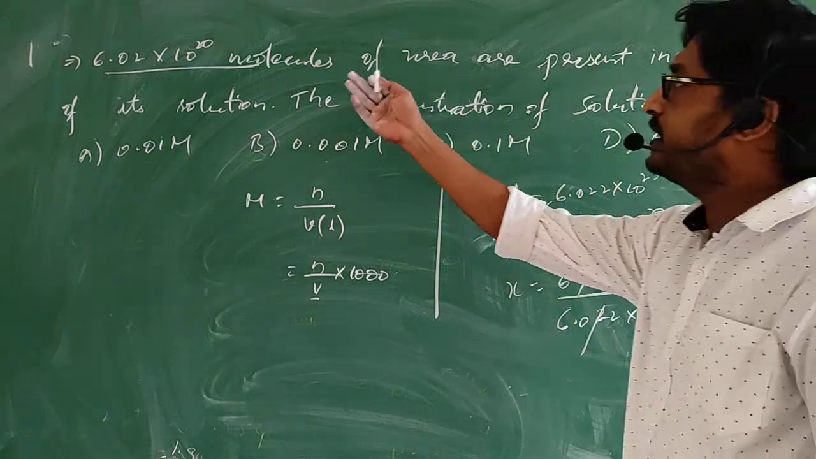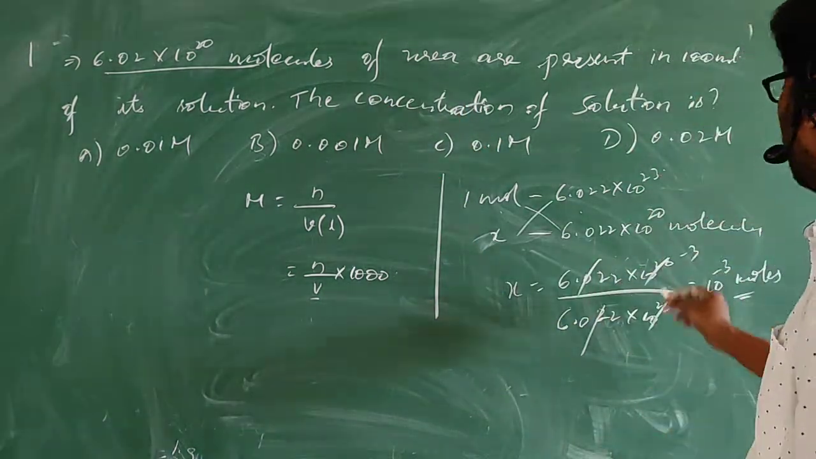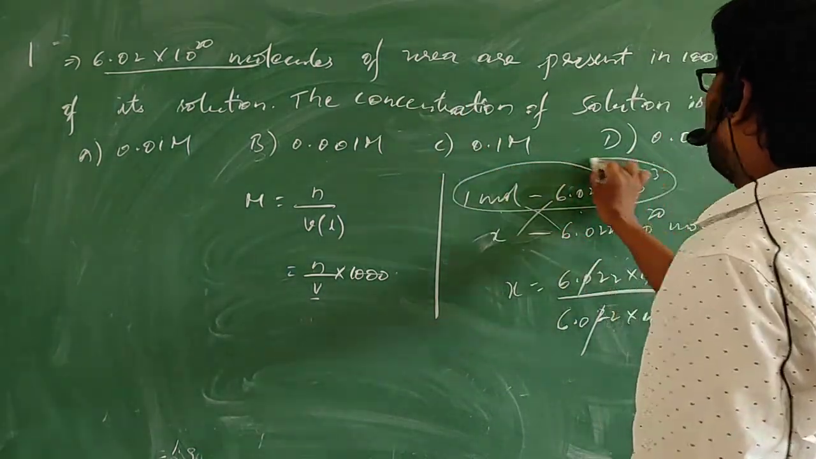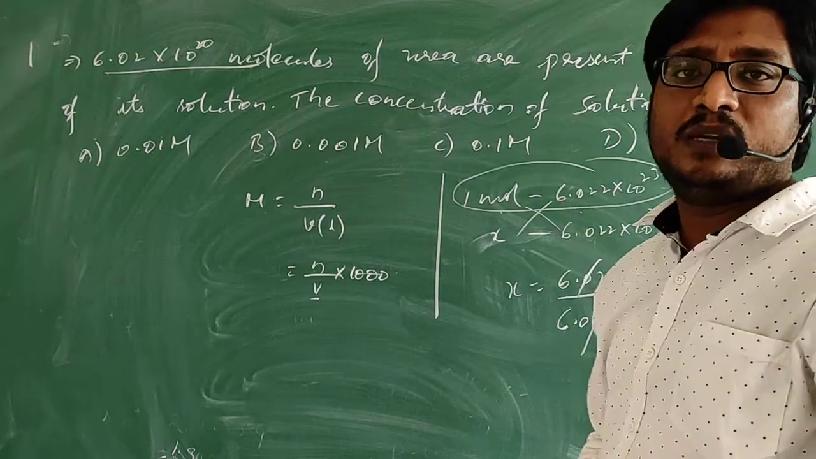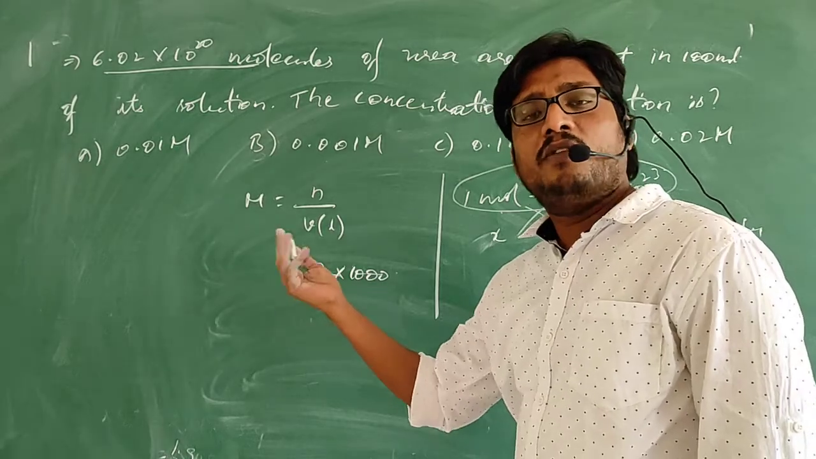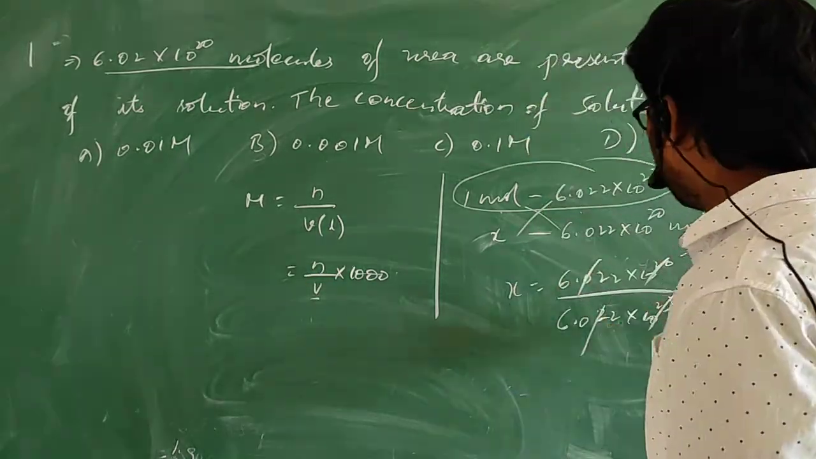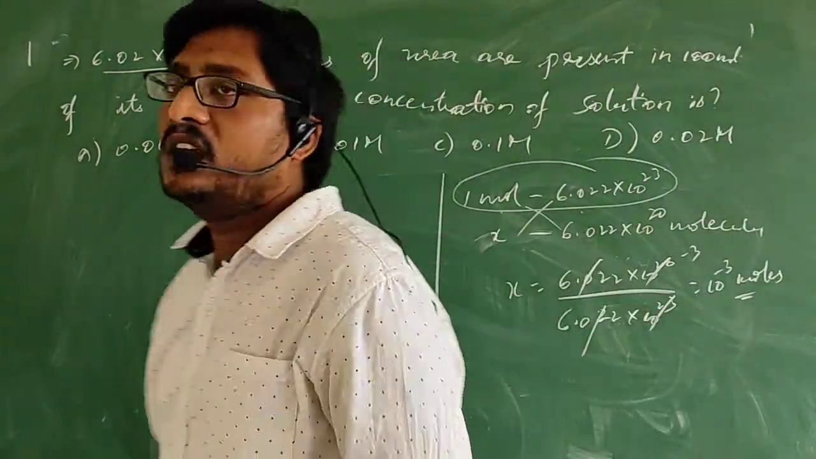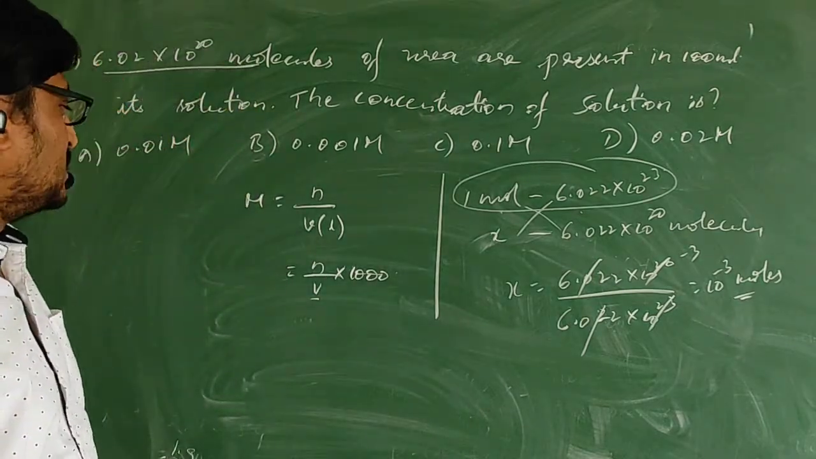Simple thing. We are converting the molecules into moles. So we have taken the standard thing: 1 mole of any substance will represent these many particles. Then 6.02 into 10 to the power 20 molecules will represent how many moles? Cross multiply, you will get the answer. It is nothing but 10 to the power minus 3 moles.